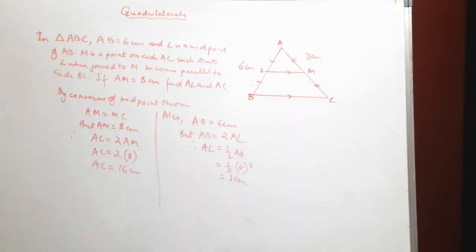So you see, we can use both the converse of the midpoint theorem and the midpoint theorem to solve triangles in such a way that we can find the sides of the triangle if the midpoints of two sides of a triangle are given, and the line joining the two points is parallel to the third side of the triangle.